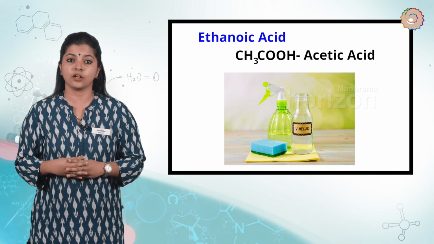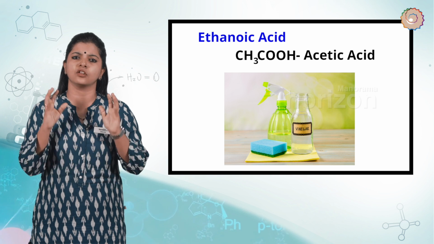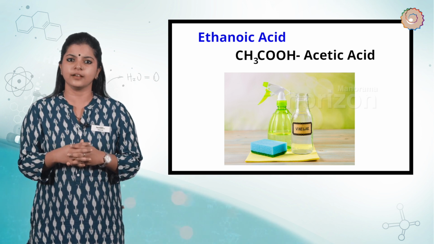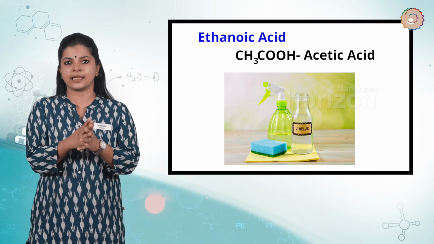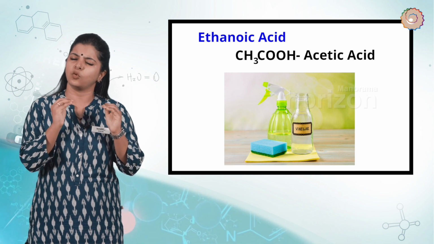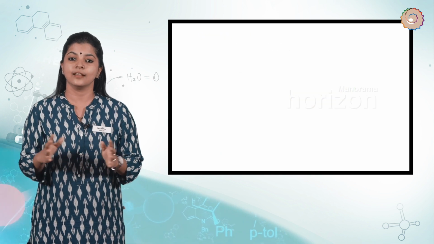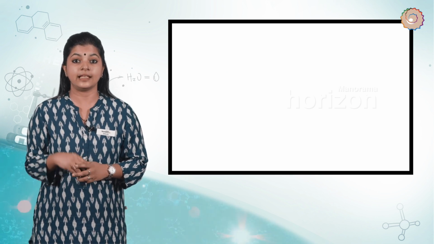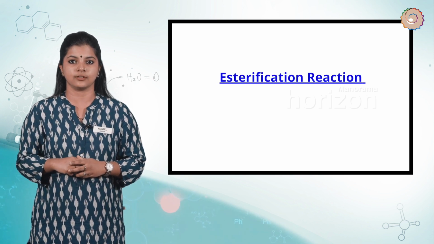The group of organic compounds called carboxylic acids are obviously characterized by a special acidity. However, unlike mineral acids like HCl which are completely ionized, carboxylic acids are weak acids. Now let's see some of the reactions of ethanoic acid. The first one is esterification reaction.